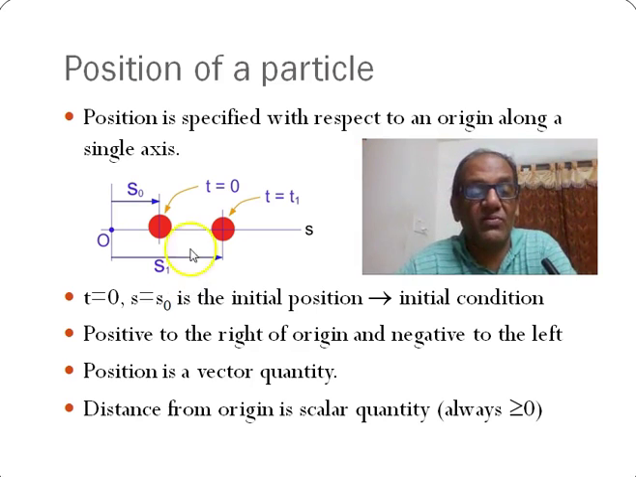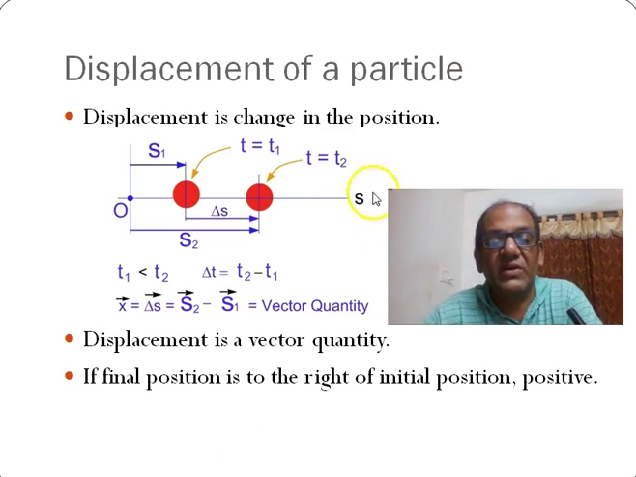Because we are talking of to the left and to the right, that is, we are talking of a direction, this position is a vector quantity. Very often we refer to another quantity which we call distance. Distance is always a positive scalar quantity, and this distance is always greater than or equal to 0. Having seen what we mean by position, we note that displacement is change in the position.